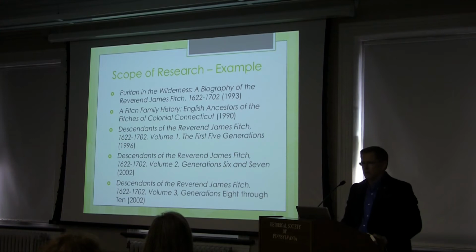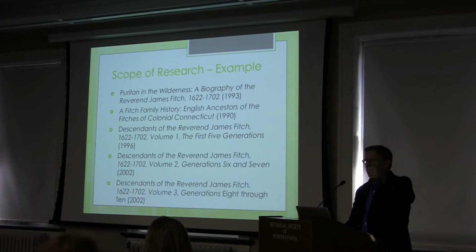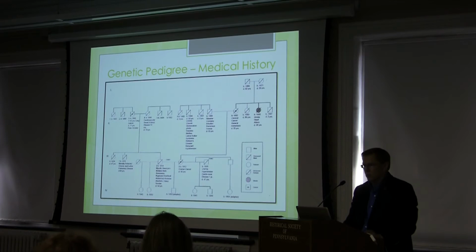He started with a biography of the common ancestor. Then he went back and did the English ancestry of that person. So he did a lot of work across the pond. And then he started with the descendants. But you can see how he very clearly carved up what he wanted to do.